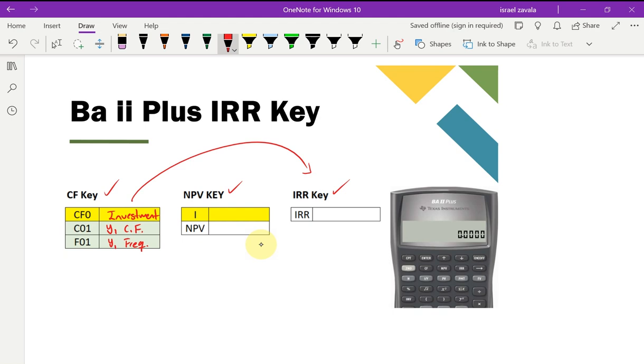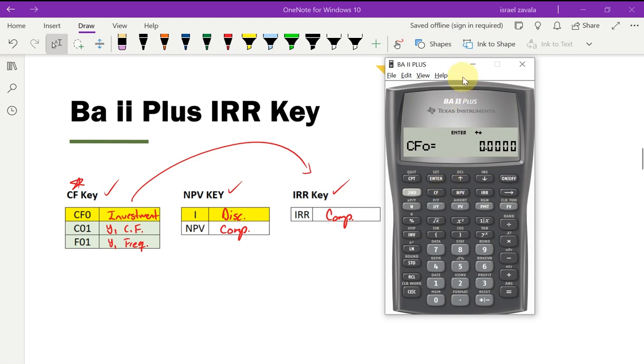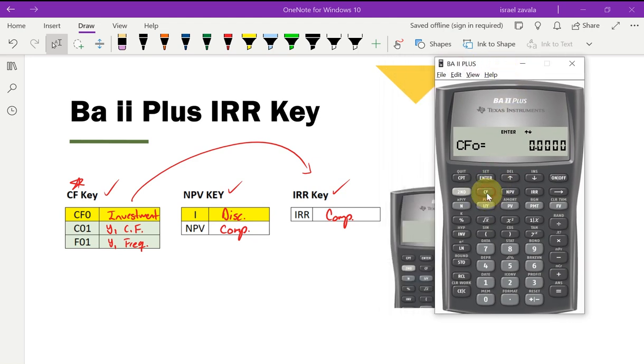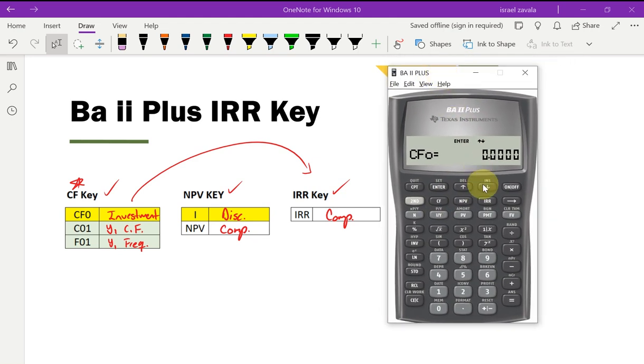Now, in the NPV key, the I was the discount rate we were using, and the NPV was purely there for us to compute. The internal rate of return key is very similar to the NPV, where we only compute the IRR once we have our cash flows keyed in. Let me just give you a quick review here. So when we have cash flow, as I cycle through here, here's our initial investment, cash flow 1, and then NPV, we have our discount rate.